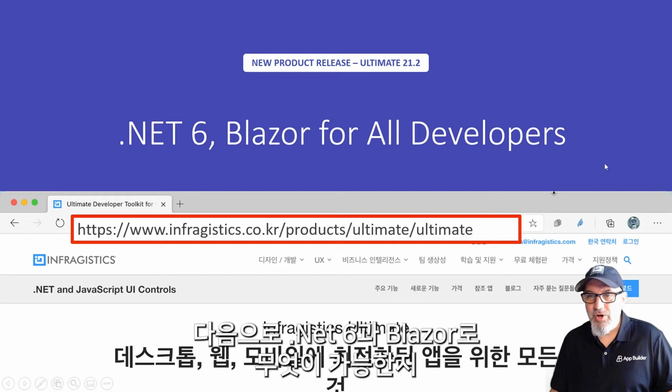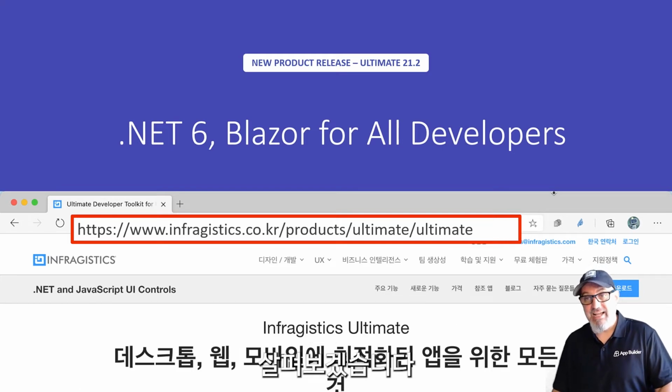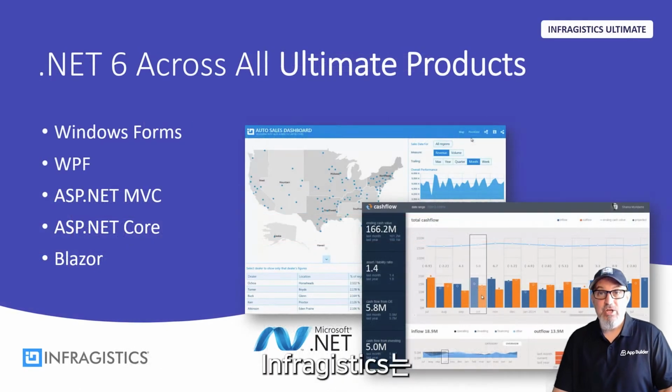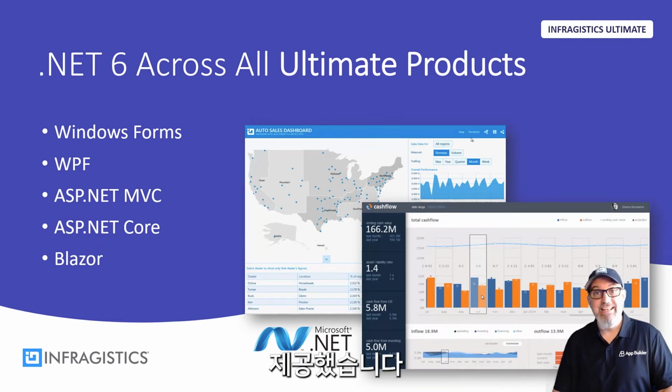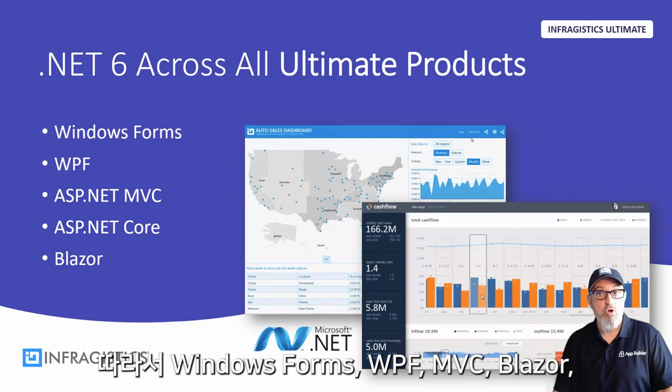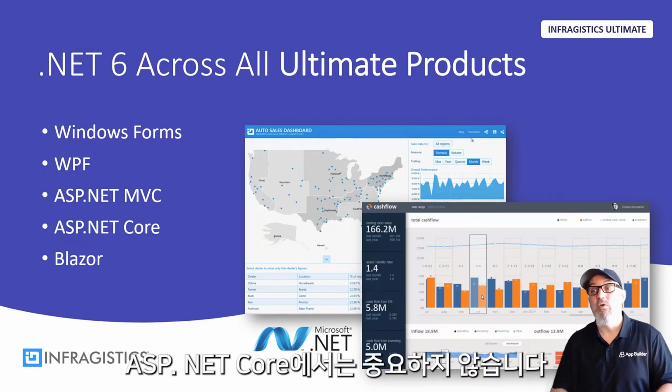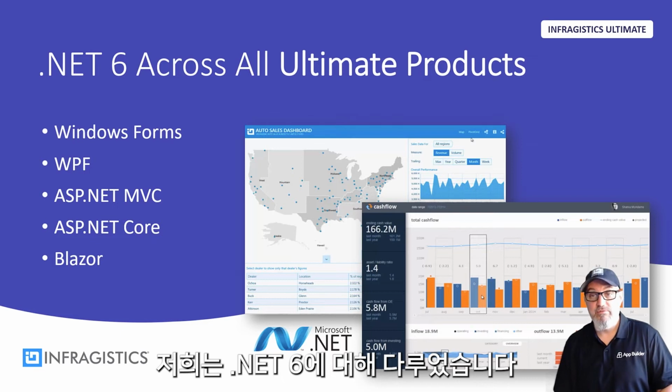Next, let's take a look at what you can do with .NET 6 and Blazor. So with Infragistics, we ship .NET 6 support in every product. So Windows Forms, WPF, MVC, Blazor, ASP.NET Core, it doesn't matter. We have you covered for .NET 6.